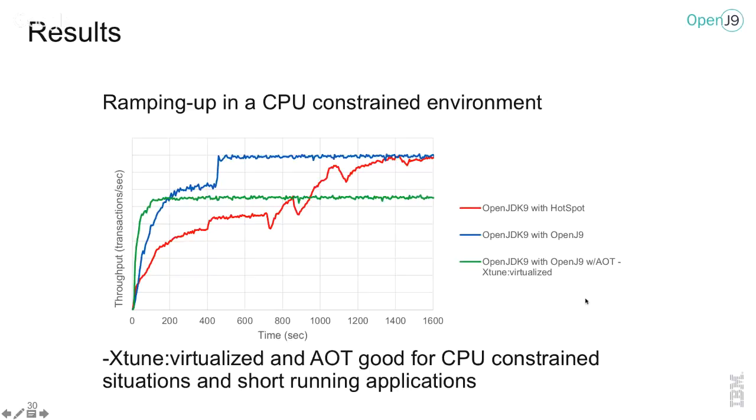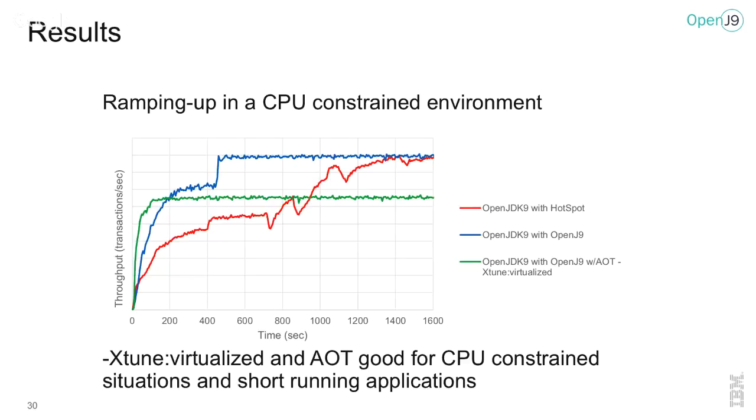But even faster, though, is if we look at this green line, which is using AOT and Xtune virtualized. So we get to the peak performance it's able to get to very quickly, but it's not able to get to the same peak. This is why we often talk about using it in CPU-constrained environments, because in those cases, you're probably willing to make that trade-off of pure throughput for fast startup. Or for short-lived applications where getting up and running that quickly matters more than the peak theoretical throughput.